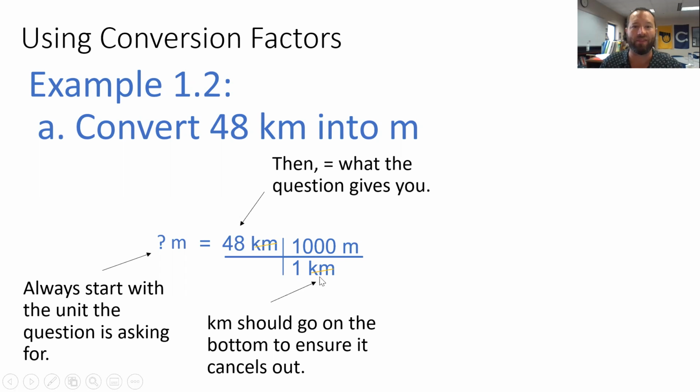Once I've got the work set up, now it's just a simple calculation. We multiply across the top, divide by the bottom, identity property of 1. We don't have to multiply or divide by 1. So we just do 48 times 1,000. And our final answer, make sure we put it in a box, 48,000 meters is how many 48 kilometers is. So there's our final answer. So that is example 1.2, part A.